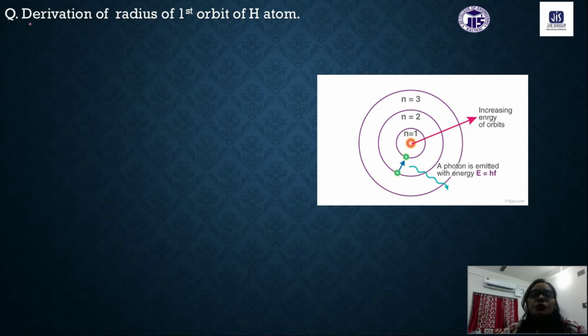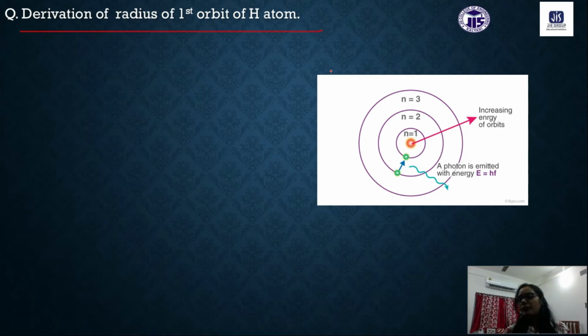Now we have to derive the radius of the first orbit of hydrogen atom. This type of question is very common in your exam. Based on that equation, you can also have some problems to solve. We will see how to solve problems with the help of this equation in the next class.